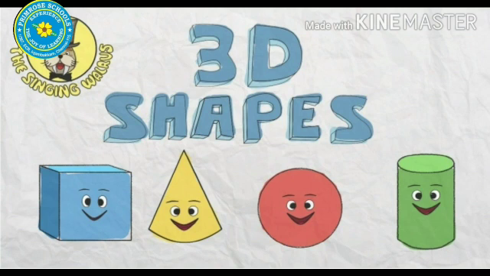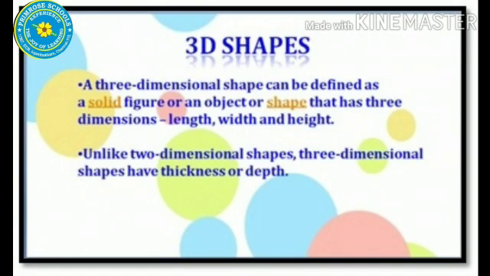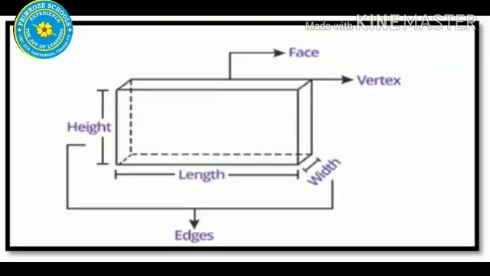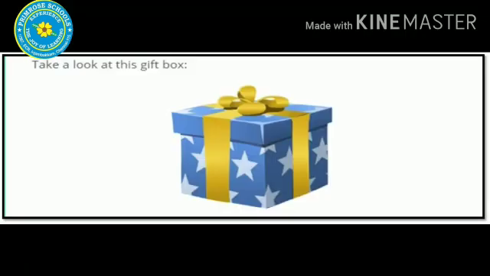3D is three-dimensional. A three-dimensional shape can be defined as a solid figure or an object that has three dimensions: length, width and height. Unlike two-dimensional shapes, three-dimensional shapes have thickness or depth. Now if you see a sheet of paper, it has only two dimensions, length and breadth. Whereas if you see this gift box, it has three dimensions, length, width and height. Hence this is called a three-dimensional shape.